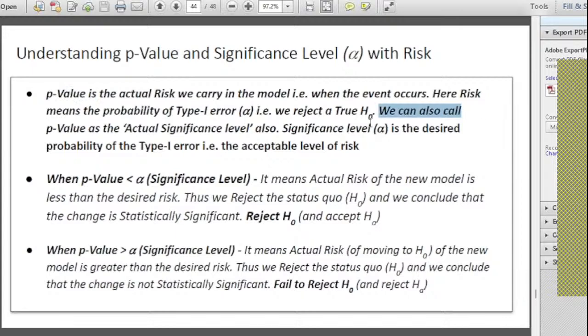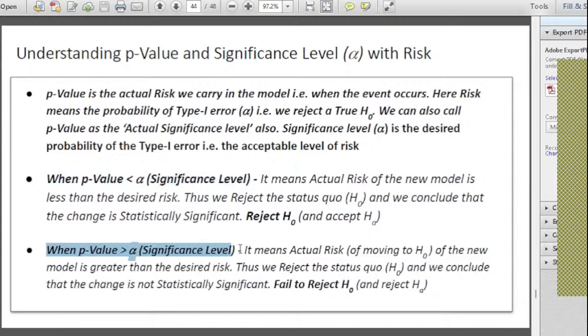Now, we can also call p value the actual significance level. Also, significance level or alpha is the desired probability of type 1 error. We have already done this. That is the acceptable level of risk, right? Now, when p value is less than alpha, it means actual risk in the model is less than the desired risk, right? Thus, we reject the status quo. I've already discussed this, right? And we conclude that the change is statistically significant and we reject null and we go with the alternate. This is clear?